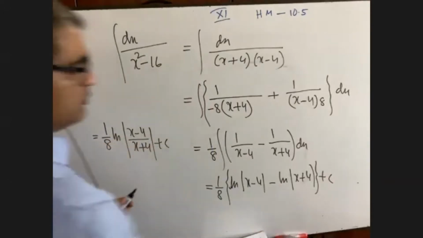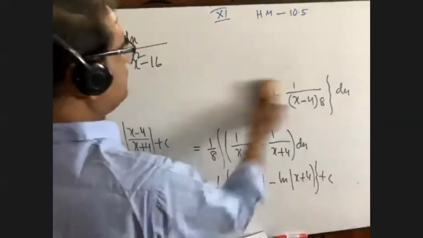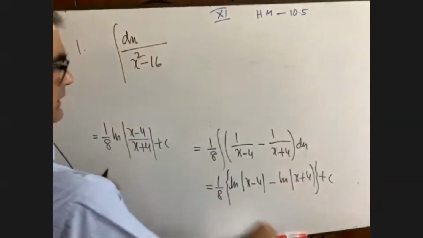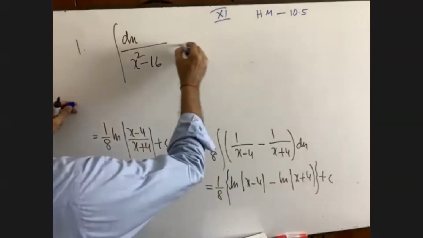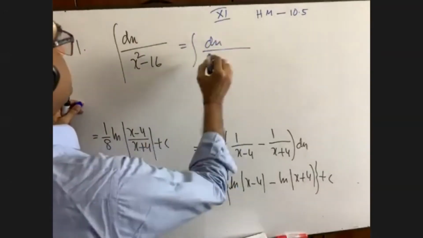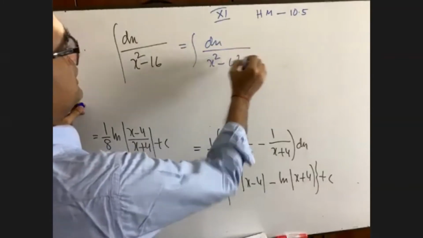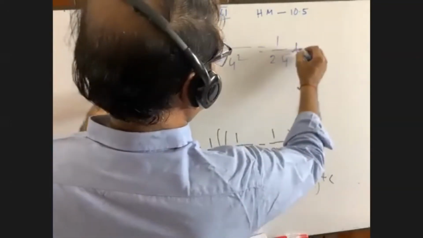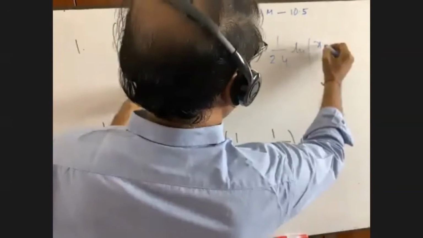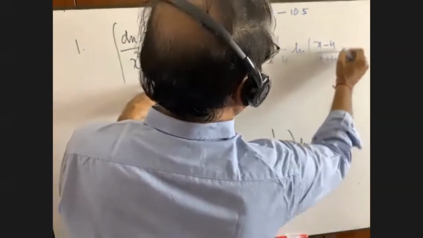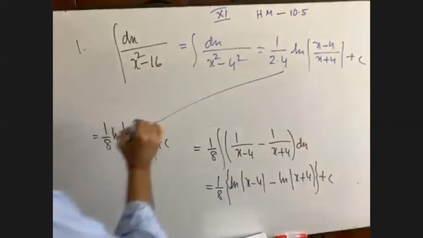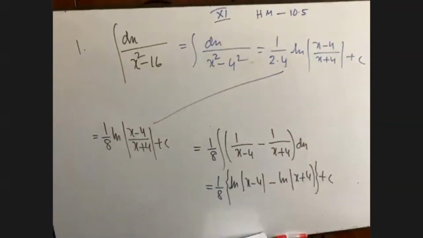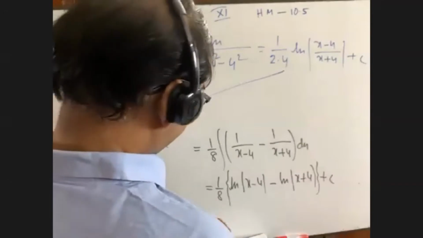Suppose you will use the formula. Then what is the formula for this math? It can be written like this: 1 by x square minus 4 square. The formula is 1 by 2a, where a is 4, then ln of x minus a by x plus a plus c. Are we getting the same answer? Yes, sir, we are getting the same answer. Okay? Is it okay to all?